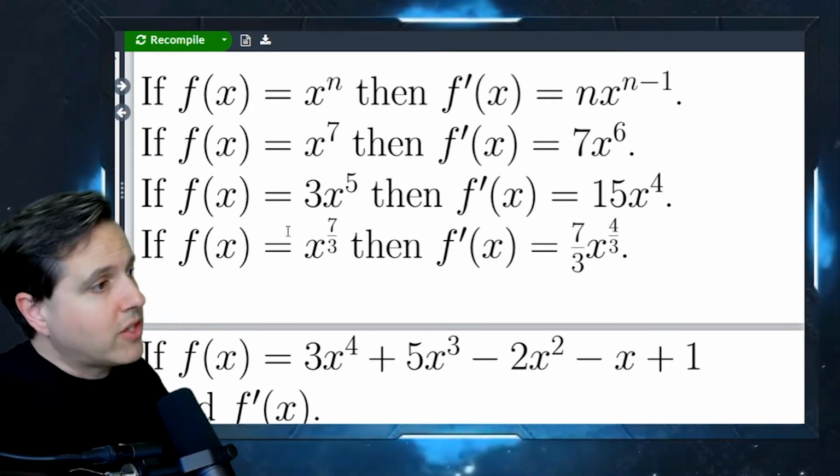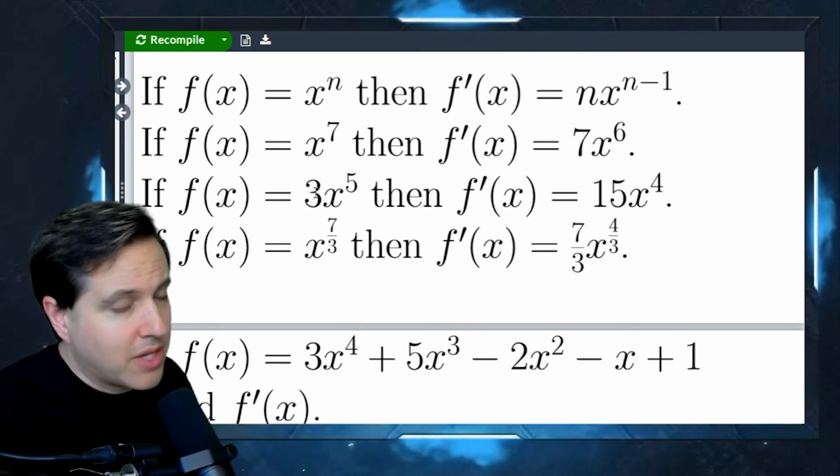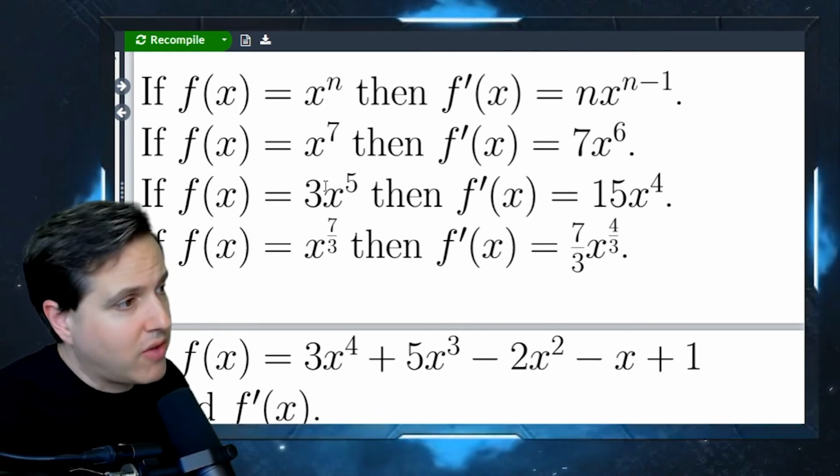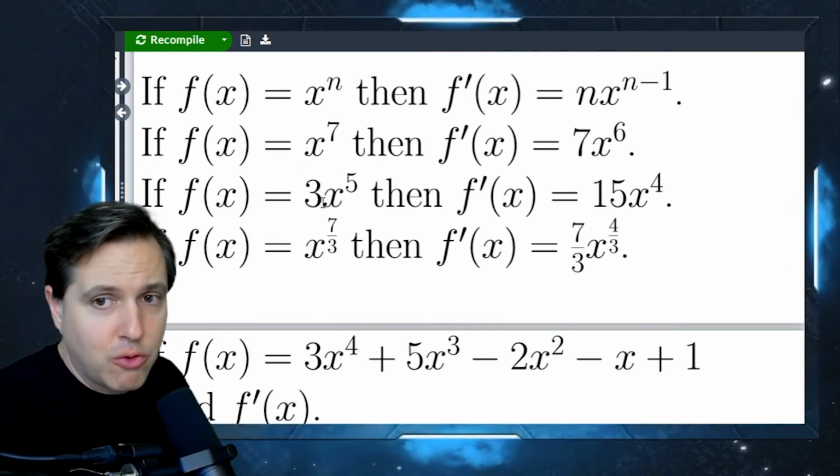Okay. All right, so what if you're taking the derivative of something that already has a value in front of it? What happens when we bring that value down?